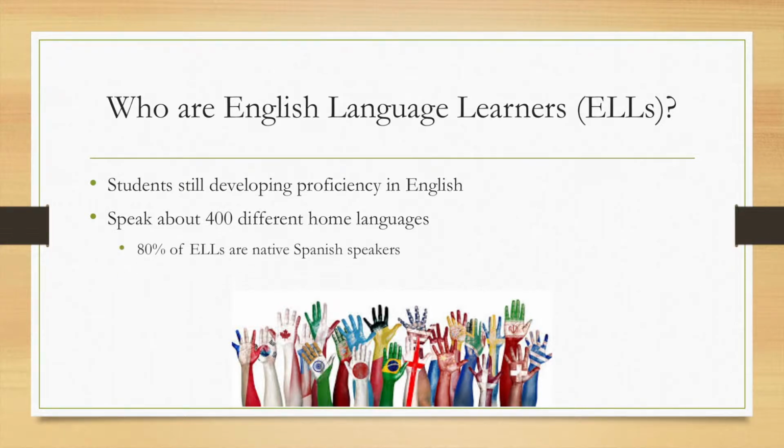ELLs speak about 400 different home languages, which is a staggering number. However, around 80% of ELLs are native Spanish speakers, although it's important to remember that there are different dialects of Spanish. ELL students can be put into 4 different categories. There are newly arrived students with adequate formal schooling, newly arrived students with limited formal schooling, students exposed to 2 languages simultaneously, and long-term English learners who have spent more than 5 years in an English-speaking school. Students in each of these categories need different supports and will have different struggles with testing.